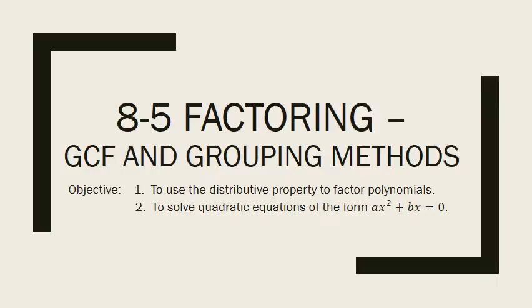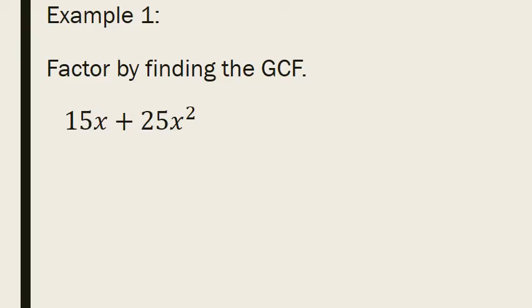All right, today we're going to be doing 8-5, which is on factoring. And the types of factoring that we're going to be doing today is called the GCF, which is known as the greatest common factor, and we are also going to be doing grouping. The objective is to use the distributive property to factor polynomials and to solve quadratic equations in the form of ax squared plus bx equals 0. So let's go ahead and get started.